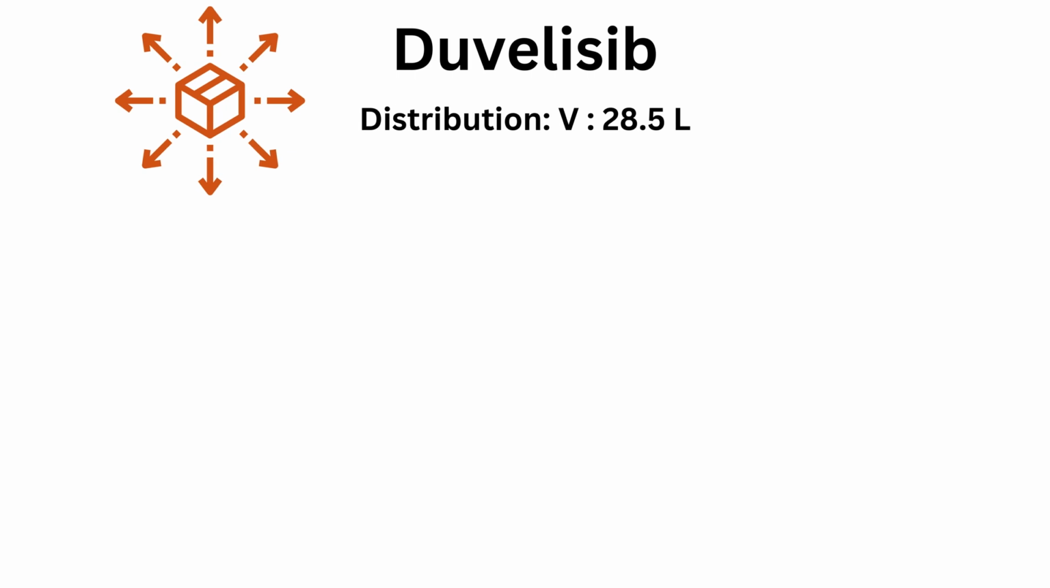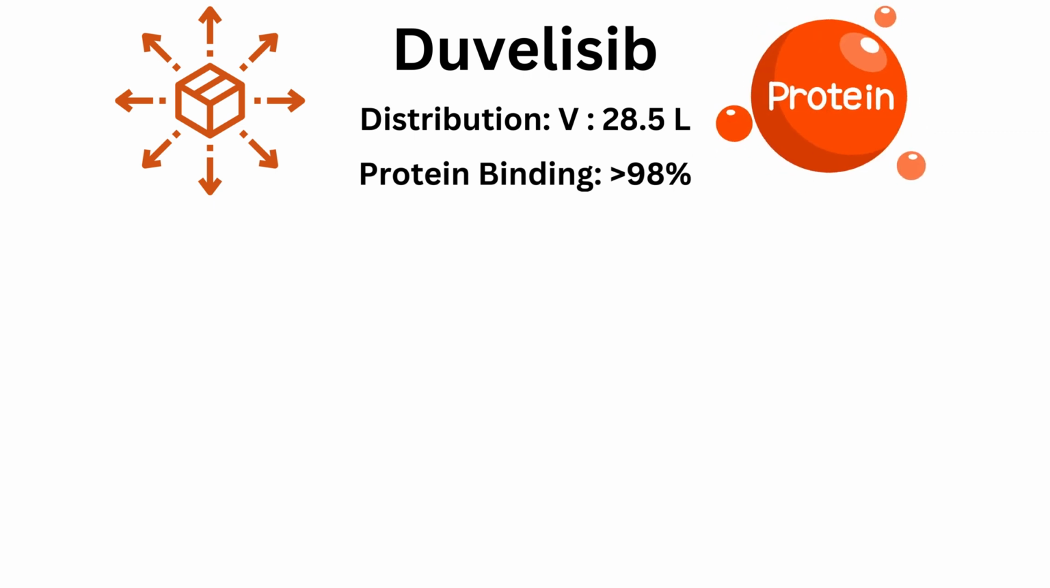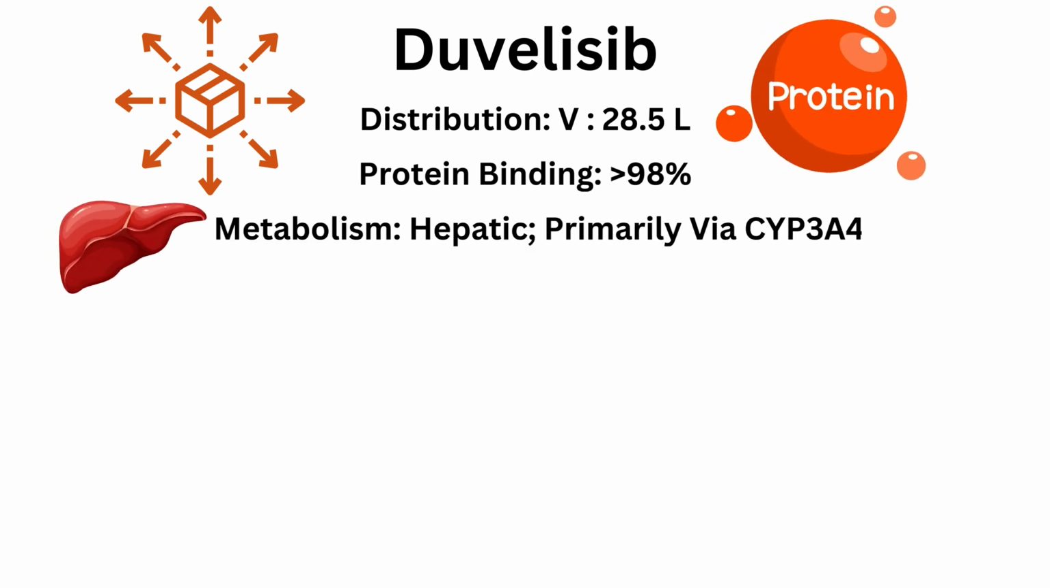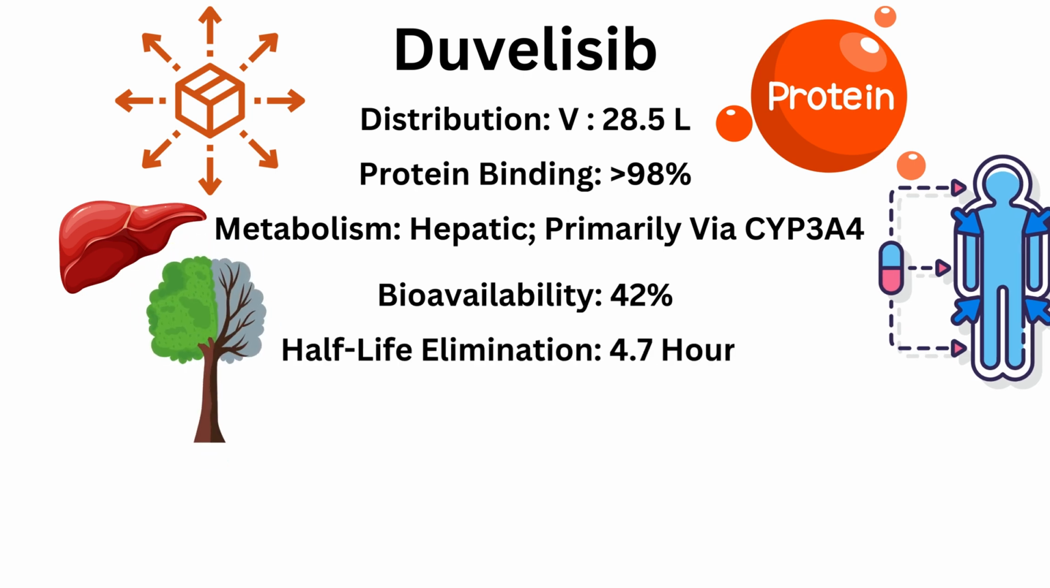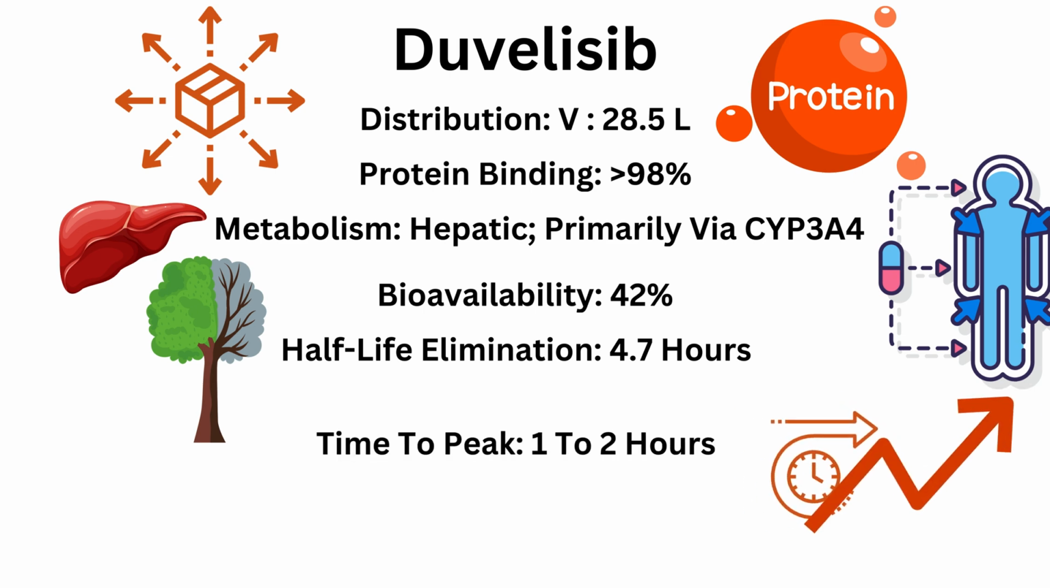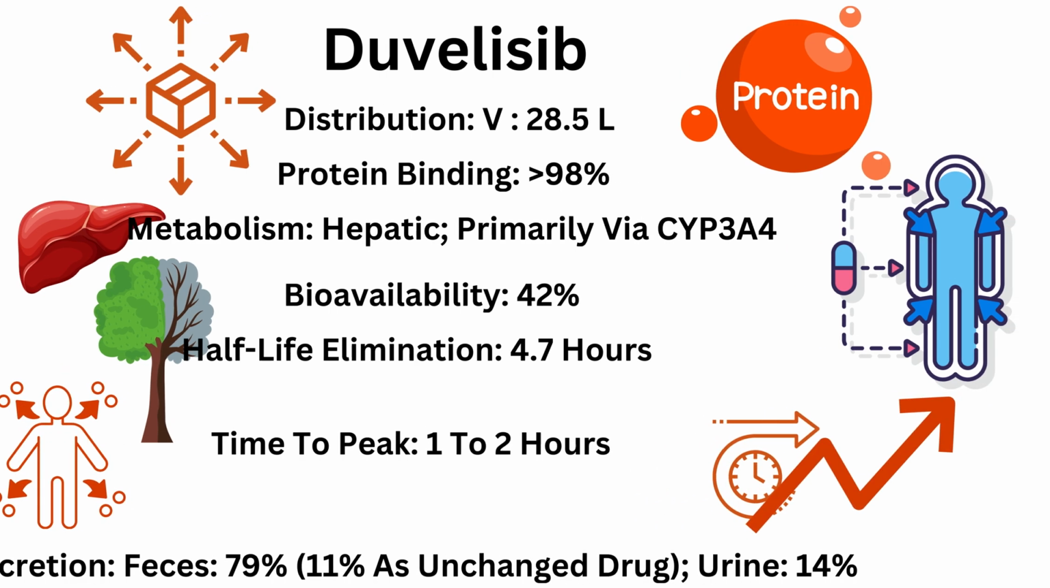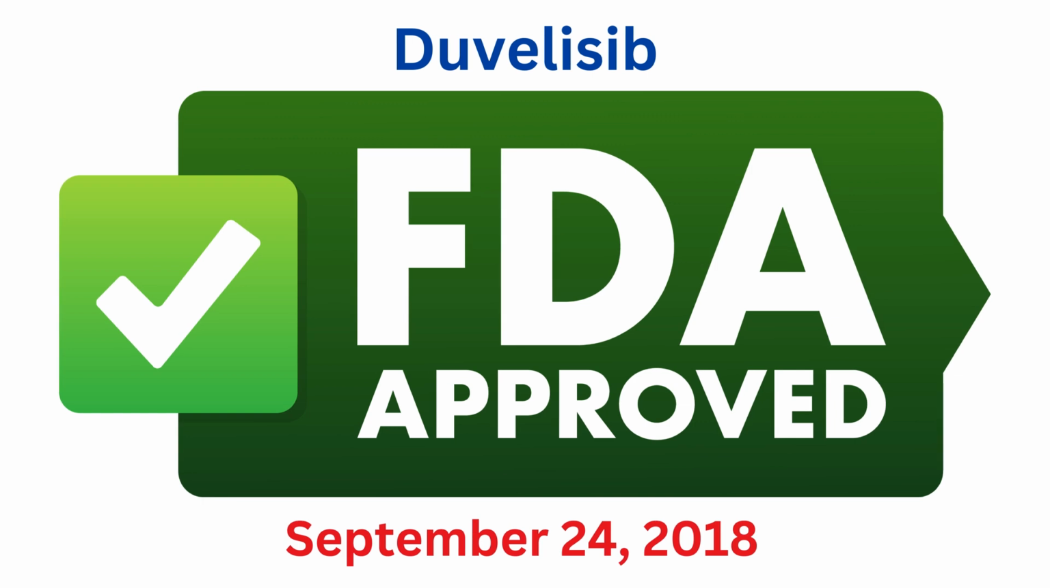Volume of distribution: 28.5 liters with 98% protein binding. Metabolism is mainly hepatic through cytochrome P450 3A4 with 42% bioavailability, half-life elimination 4.7 hours, and time to peak 1 to 2 hours. Excretion mainly through feces. FDA approval date is September 24th, 2018.